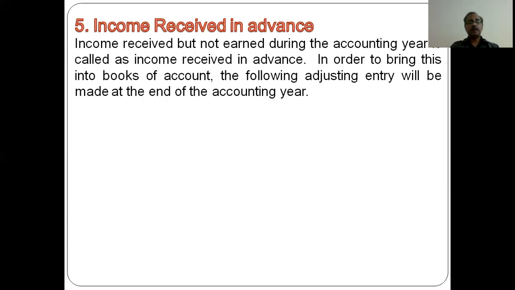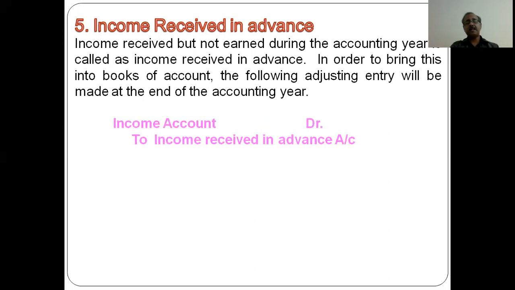In order to bring this item into books of account, the following adjustment entry will be made at the end of the accounting period. The adjustment entry is that income account debtor to income received in advance account. So income received in advance means those income which are not earned but received. Actually, we are not supposed to receive this income during this accounting period, but we received that income. We are supposed to receive that amount only during the next accounting period, but we received it in advance during this accounting period itself. Such income is called as income received in advance.